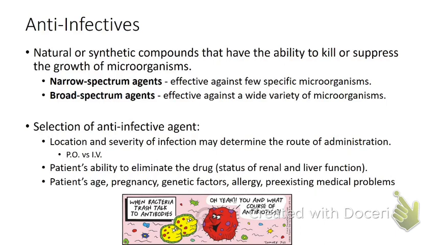Anti-infectives, you don't choose them. You're not an NP. You're not a doc. You don't choose them. You just administer them. But here's how they choose them: PO versus IV is how bad the infection is, and the patient's ability to eliminate the drug. That's how they choose them. You don't have to memorize this, but you have to know that this is usually one of our big things with anti-infectives, with antibiotics, with antivirals and things like that: if their liver and kidneys don't work, we don't want to give them too much of it. They become toxic. And then other factors.